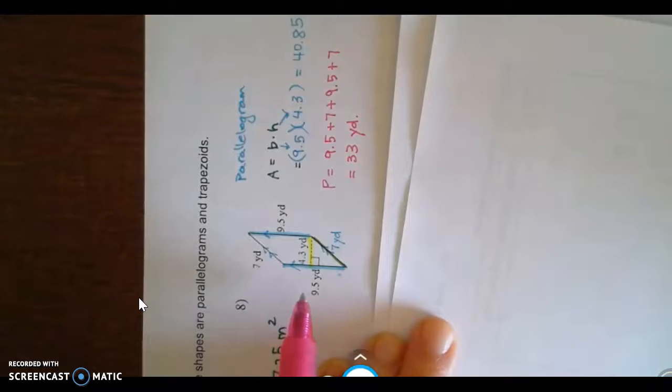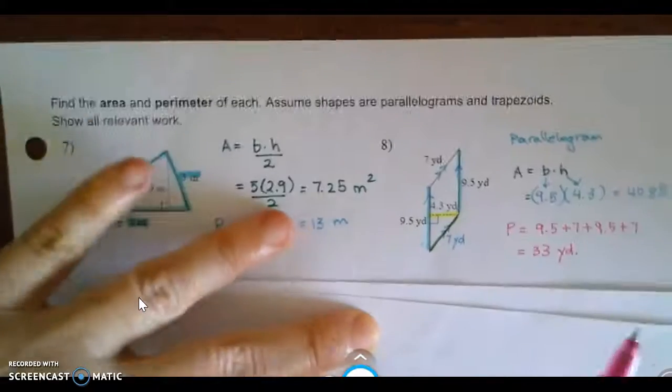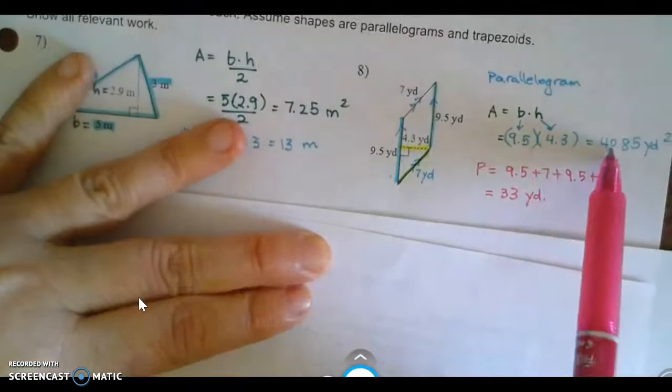If you turn it this way, then you should be able to see the parallelogram more clearly. This is the base length of the parallelogram. This is the height of the parallelogram. So you are multiplying 9.5 times 4.3, and therefore the area is going to be 40.85.